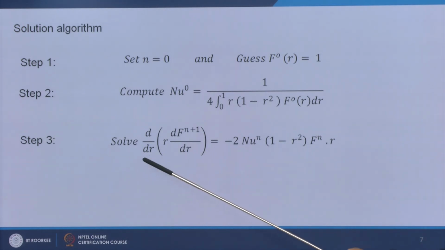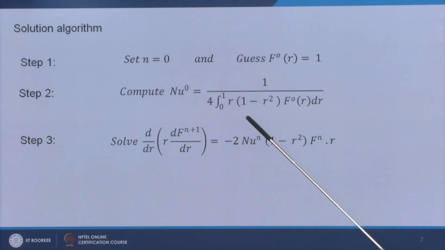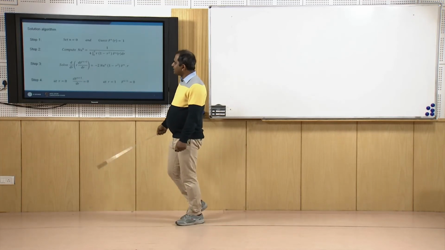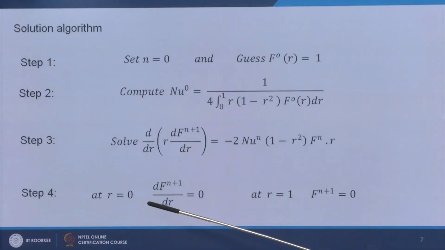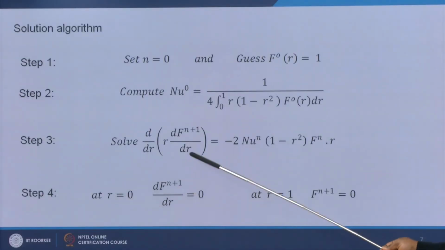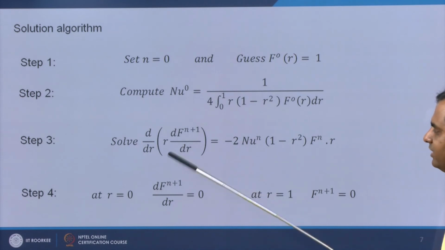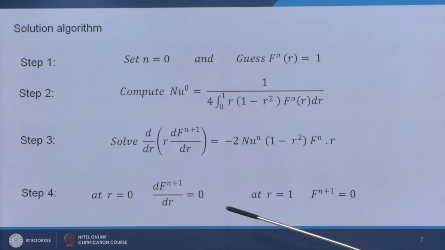Once we get this equation, this side becomes a constant, and integrating this equation to find the value of f1, or f n plus 1, will not be difficult. We also need to get the values of f using the boundary conditions, which are required whenever we integrate this one. So at r equals 0, d f n plus 1 by dr is equal to 0, and at r equals 1, f of n plus 1 equals 0.